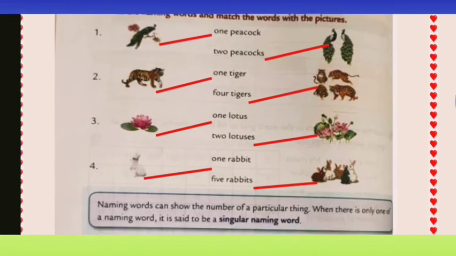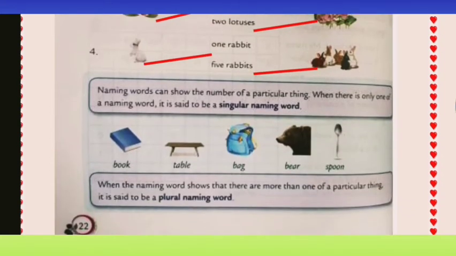But on the right side, you can see there are two or more than two pictures. It means these are plural naming words. For example, two peacocks, four tigers, two lotuses, five rabbits. Read this line also. When the naming word shows that there are more than one of a particular thing, it is said to be a plural naming word. So when the naming word shows that there are two or more than two things, then it is a plural naming word.